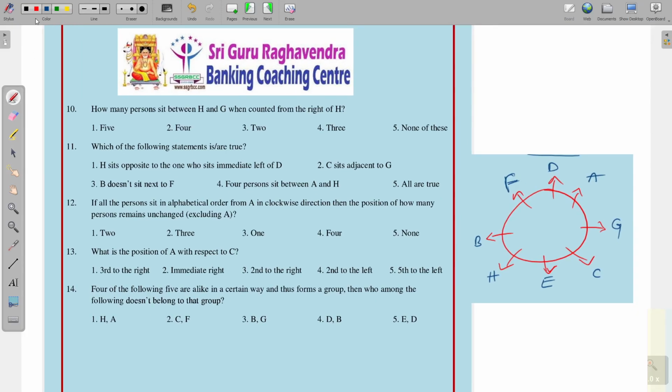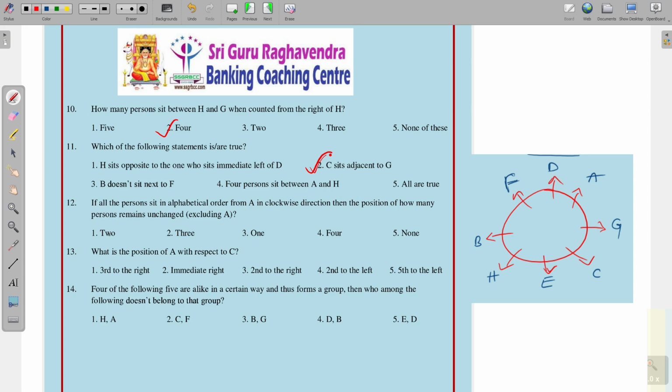Question number 10, how many persons sit between H and G? Counted from the right of H, 1, 2, 3, 4, total 4 persons are there. Which of the following statements is true? H is opposite to the one who is immediate left of D. Not correct. Actually A is immediate right of D. C sits adjacent to G, it is correct. So option 2 is the correct one.